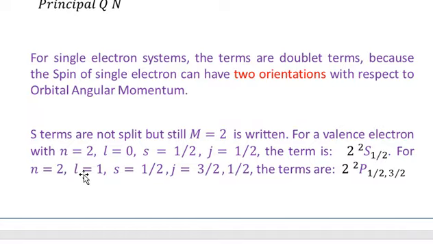So for n equal to 2, L is equal to 1, S is equal to 1/2, J is equal to 3/2 and 1/2 are the two values of J, which result from the combination of L plus or minus S. And then you see that the terms will be 2p 1/2 and 2p 3/2. Two energy terms could be seen. It means that we have the case of a doublet because we have two values of J.